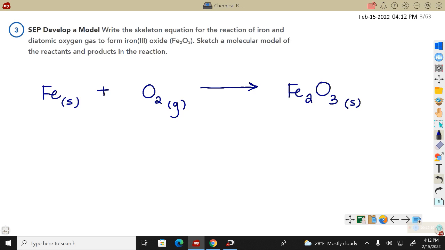Now, you may have heard of something called balancing equations, and this equation is not balanced, meaning that there's not the same amount of iron and oxygen atoms on each side, but that's okay. A skeleton equation is just supposed to give us the reactants and the products. Awesome. Now this part about sketching a molecular model, we'll deal with that later. For now, we just want to be able to read through a description of a reaction and figure out the reactants and the products and write their formulas, and maybe even put in the little phase symbol: solid, liquid, gas.